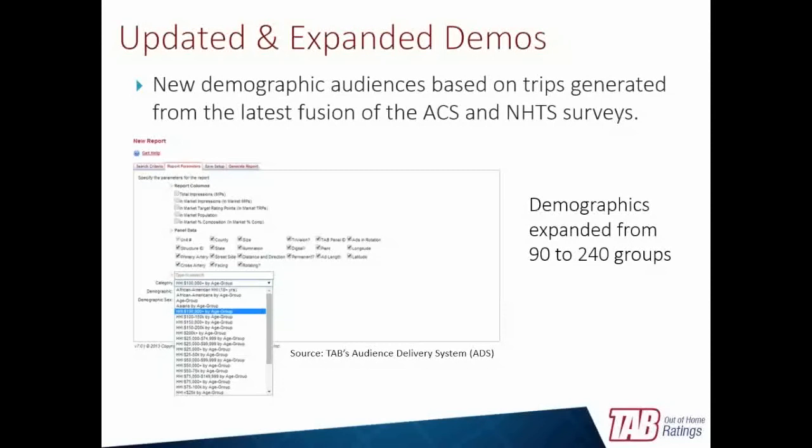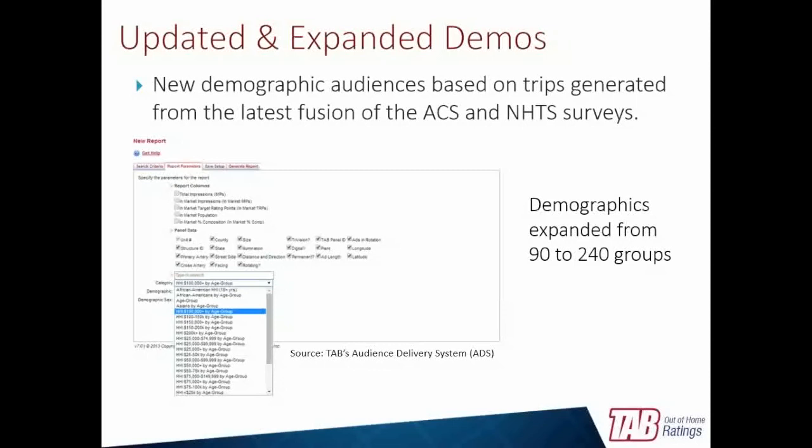First up is how we have updated and expanded the demography that is viewable now in the system beginning on June 16th. We will have new demographic audiences that are based on trips generated based on the latest information available from the American Community Survey and the National Household Transportation Survey. These are government surveys that have been grouped together in order to give us all of the demographic trip paths that we need to figure out which demos pass each board.